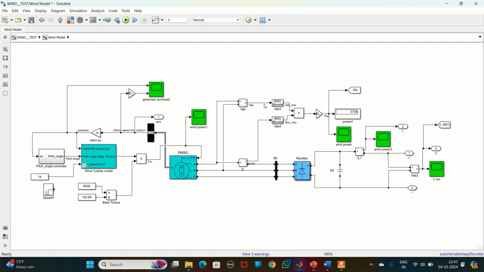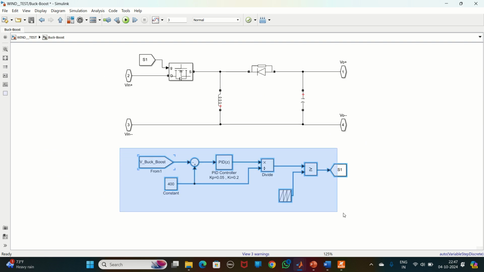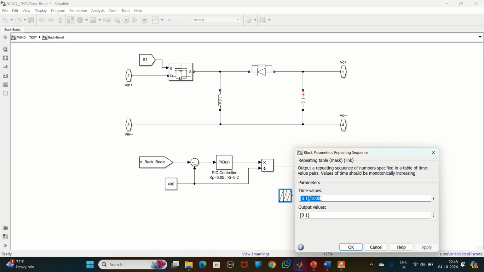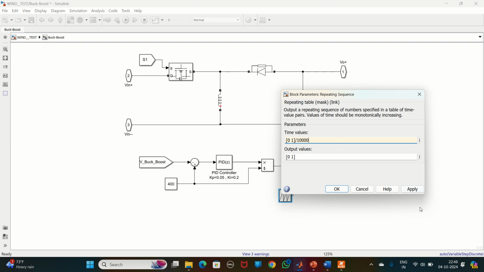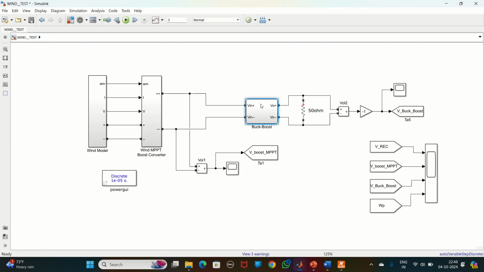Here you are going to calculate the power and the rectifier voltage, and then nothing else to calculate. You have to give the connections to the buck boost converter, and you have to design this controller. In this controller mainly you have to remember this thing: go to the discrete mode, then sampling time, and then proportional integral values. That's it. After this, this is another one where you are going to maintain the 10,000 frequency. After this one, you are going to connect it to the resistance.